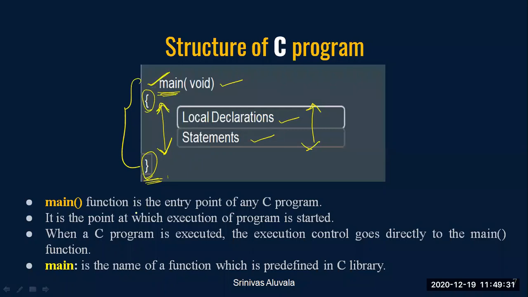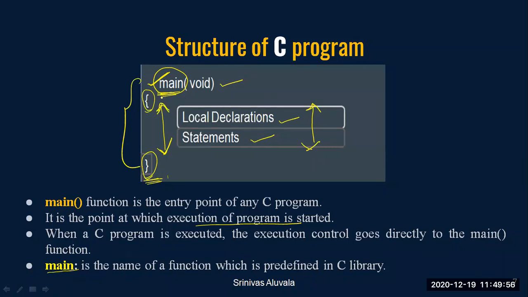So main is the entry point, and where the execution of the C program is started. Without main, no execution. And main is the name of the function. Don't get it confused. It is the name of the function which is already predefined. And this you can't go for making a change. It is predefined by the programming language. It is already defined. We don't define.